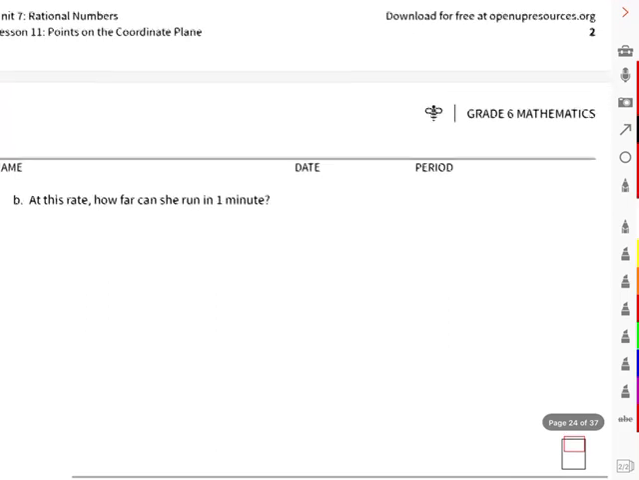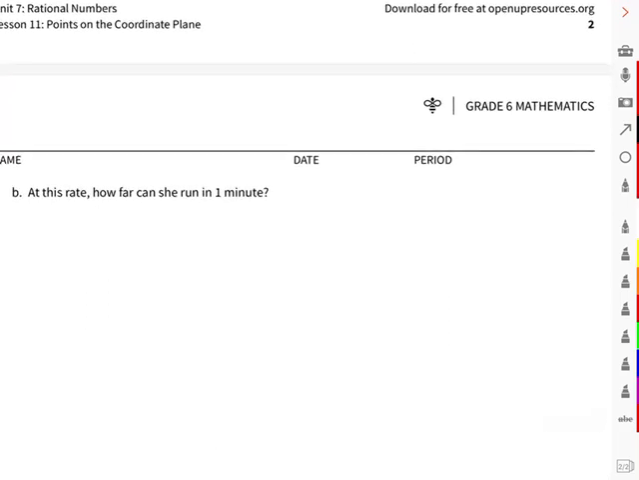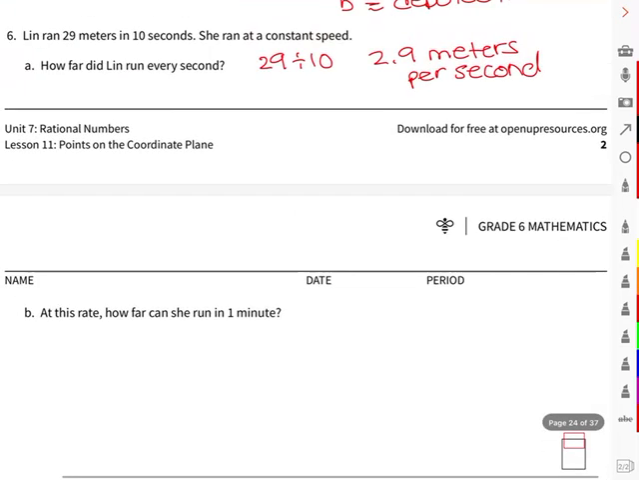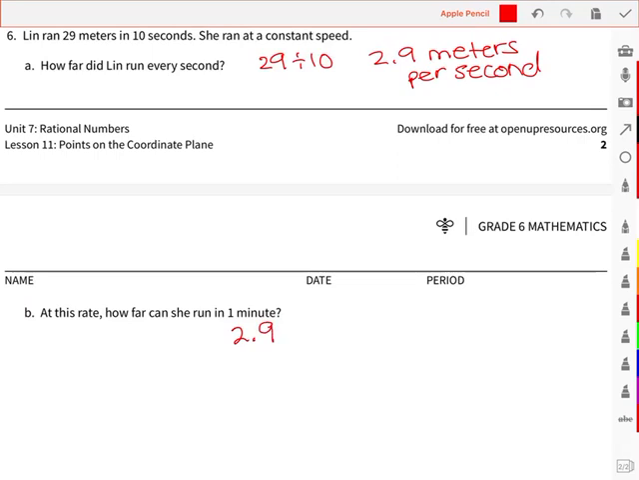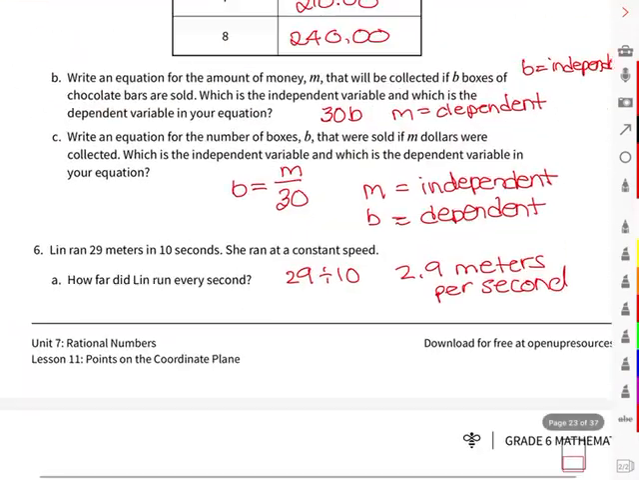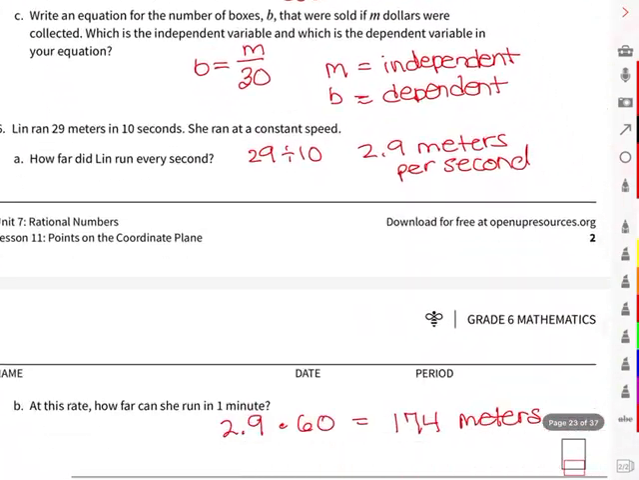And in 6B, at this rate, how far can she run if she ran for a whole minute? So we said it was 2.9, and 2.9 times 60 is 174. So 174 meters. Okay, and that's the end of these practice problems.